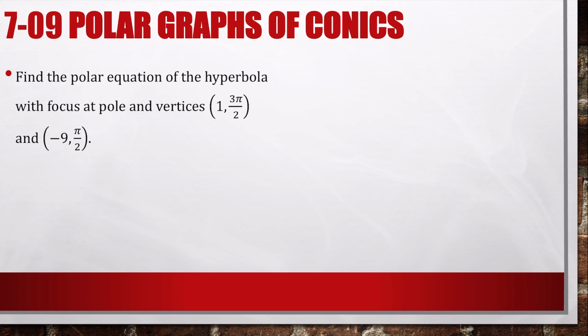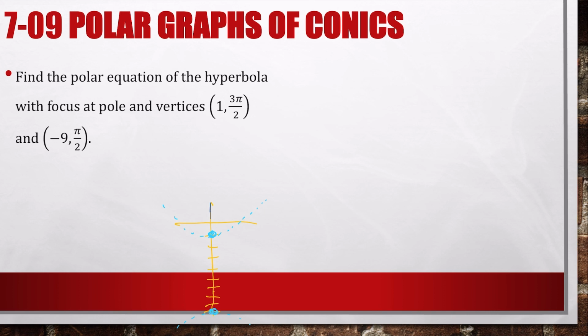All right, let's find the polar equation of the hyperbola with the focus at the pole and vertices (1, 3π/2) and (-9, π/2). The first thing I would do is graph these points. My first point is at 3π/2 and 1, so it's straight down, 1 unit down. And for (-9, π/2), π/2 is up, but since it's -9, we count 9 down. So that's a rough picture of the hyperbola.